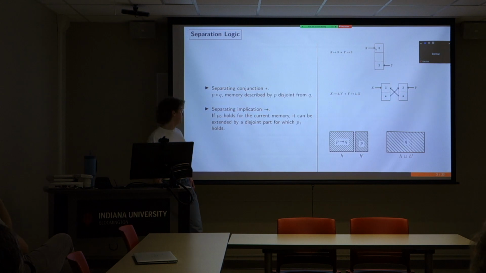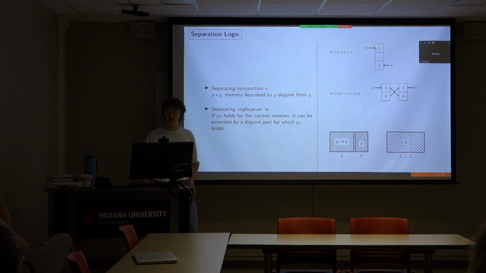And we can read this assertion as follows. We have some assertion P describing a certain part of the memory, and then the assertion Q describes the memory, but that memory is disjoint from the memory that P describes. You can see an example on the top right.